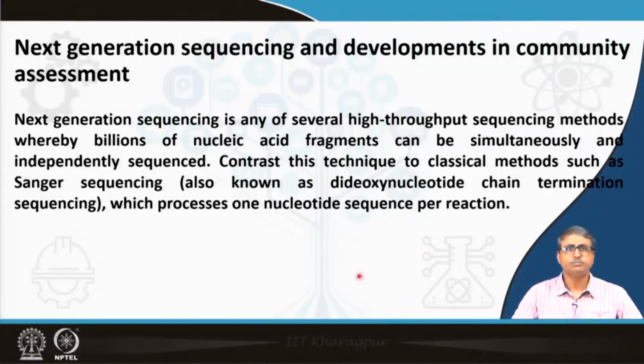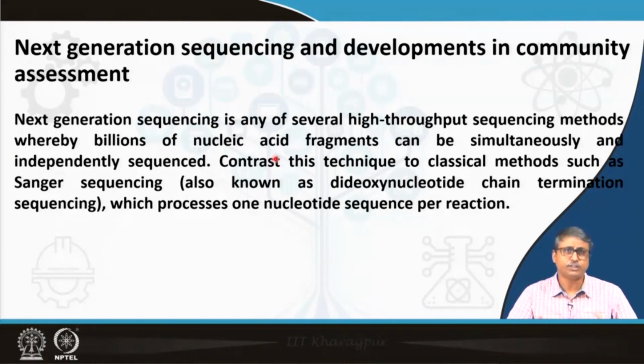Next generation sequencing is any of the several high throughput sequencing methods, whereby billions of nucleic acid fragments can be simultaneously and independently sequenced. So there are two things. Billions of nucleic acid fragments means, if your sample has, let's say, 10,000 different species, and each species is represented by at least 10 cells, that means a total of 1 lakh cells. So the total number of cells is huge.